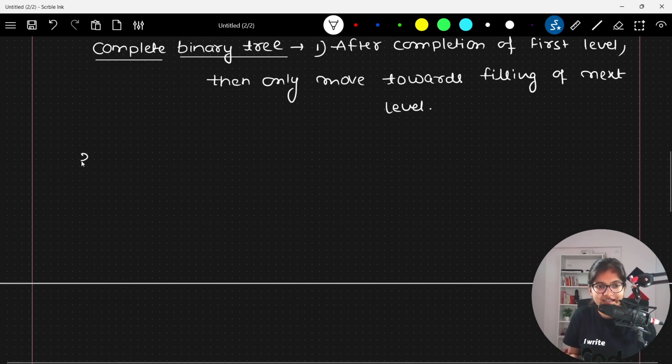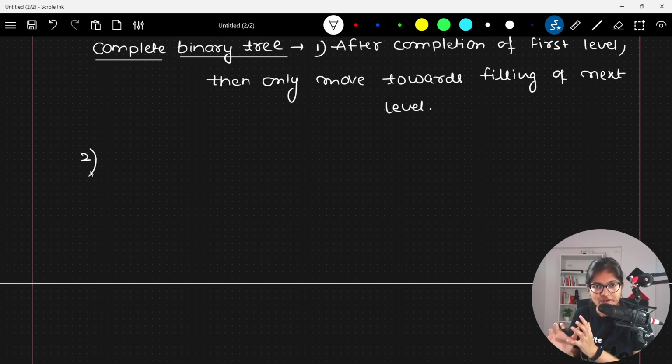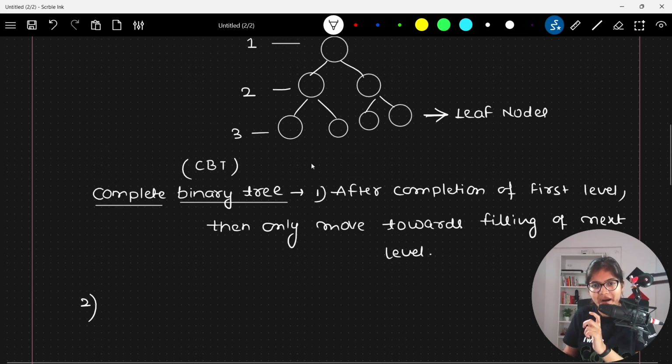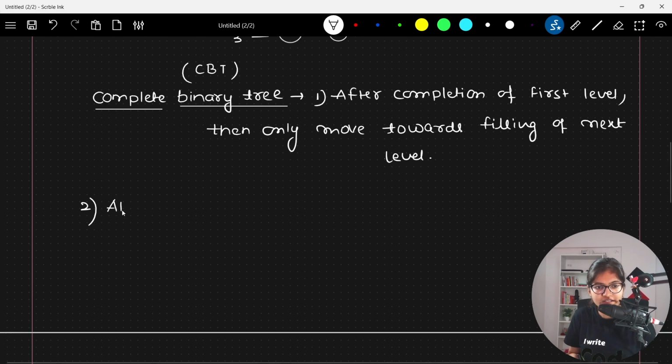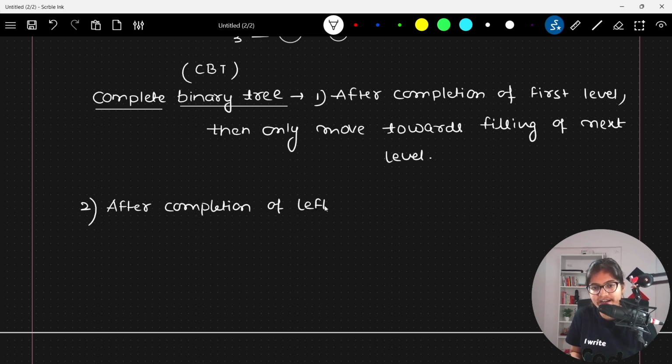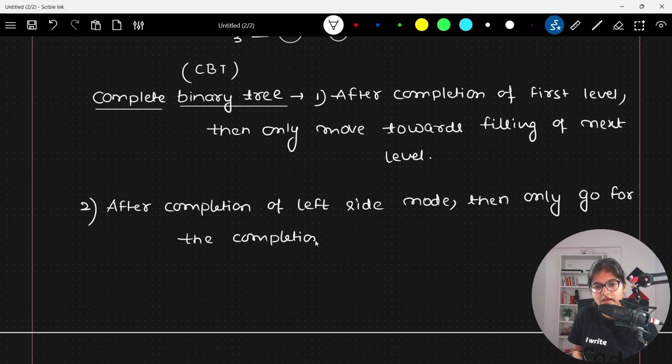The second thing it says is that whenever you are filling a node, the left part should always be filled up first. So after completion of the left side node, only then go for the completion of the right side node.